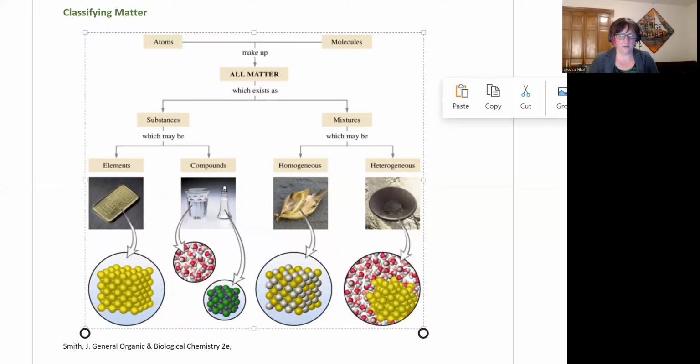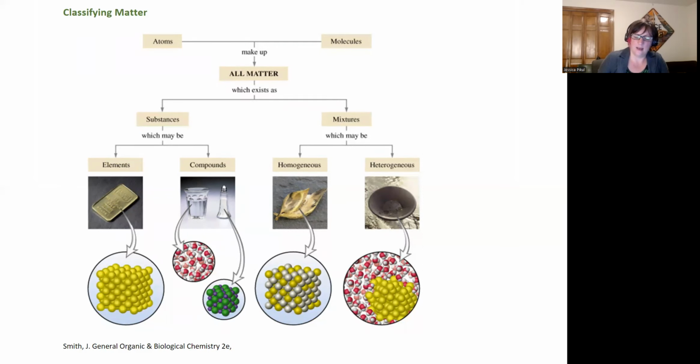Let's talk a bit about another thing that chemists love to do, and that is classify things. Similar to biologists or any scientist, we love to categorize and organize. So we've talked about all matter being made up of atoms and molecules right here. But we'll classify all matter into a few different categories to help us kind of focus. So first, we're going to separate it into substances and mixtures. And let's focus on substances first.